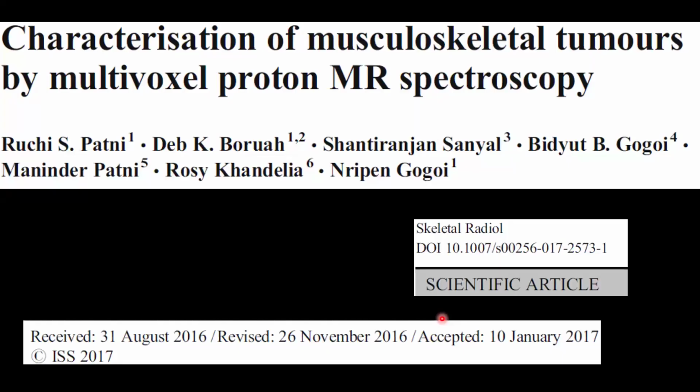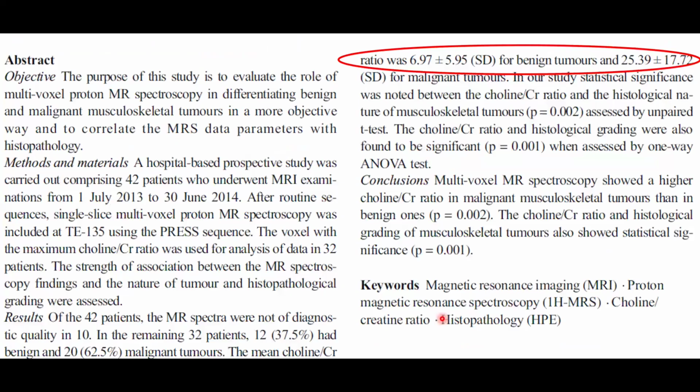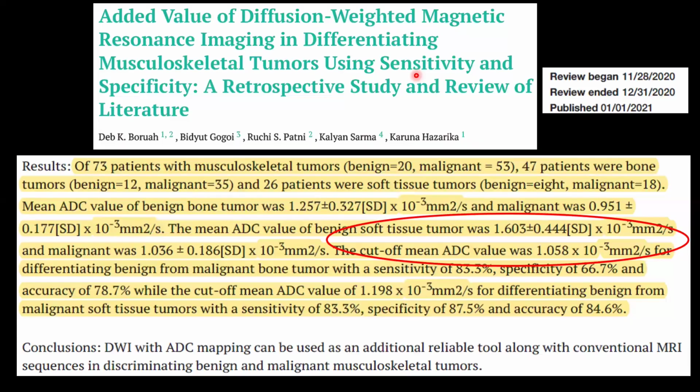We have published this, how the spectroscopy helps in differentiation of MSK tumors. Here I can emphasize that the ratio is very important. When you get a choline/creatine ratio more than 7, we have to think of malignancy. We have also published another study on how the DWI helps. The ADC value is low in malignant tumors and high in benign tumors. The ADC value does not help in diagnosis of benign and malignant, but it helps in tumor response after treatment. After treatment, the ADC value will increase.